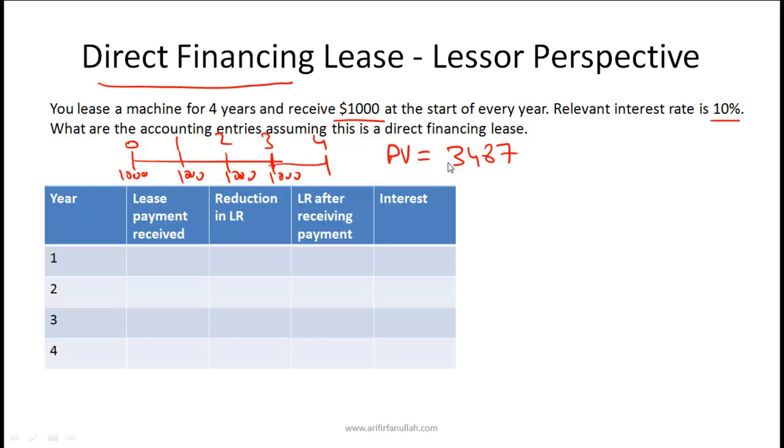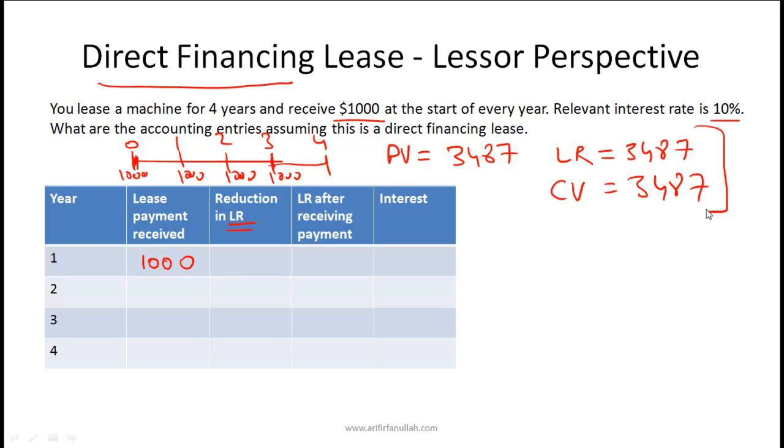Now, what happens in our example? Let's say that all these numbers refer to what's happening right at the beginning of the year. So let's say all this initially refers to 1st January. On 1st January of the first year, we receive the lease payment of 1,000. So that reduces the lease receivable. Now, what was this present value? 3487 initially will go down as lease receivable equal to 3487, and we are assuming here that the carrying value of our asset was also 3487, which is why we are calling this a direct financing lease.